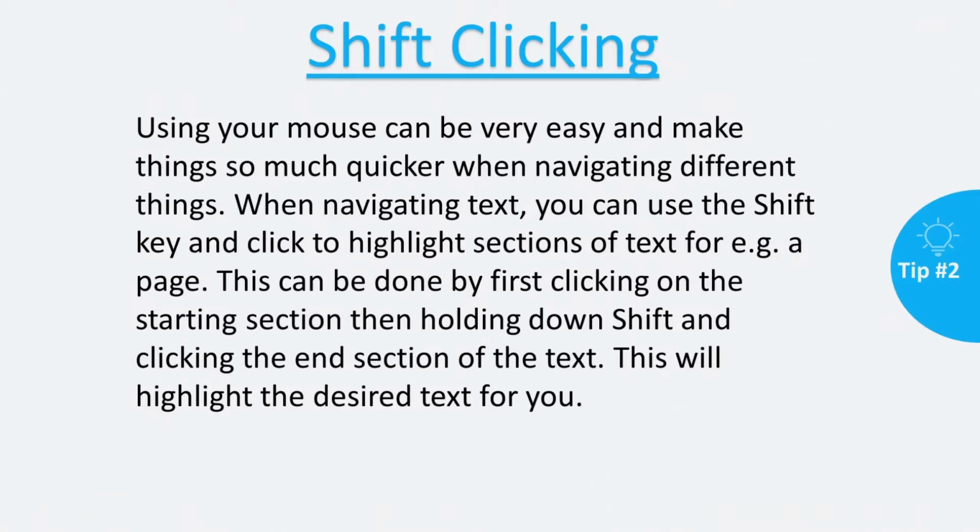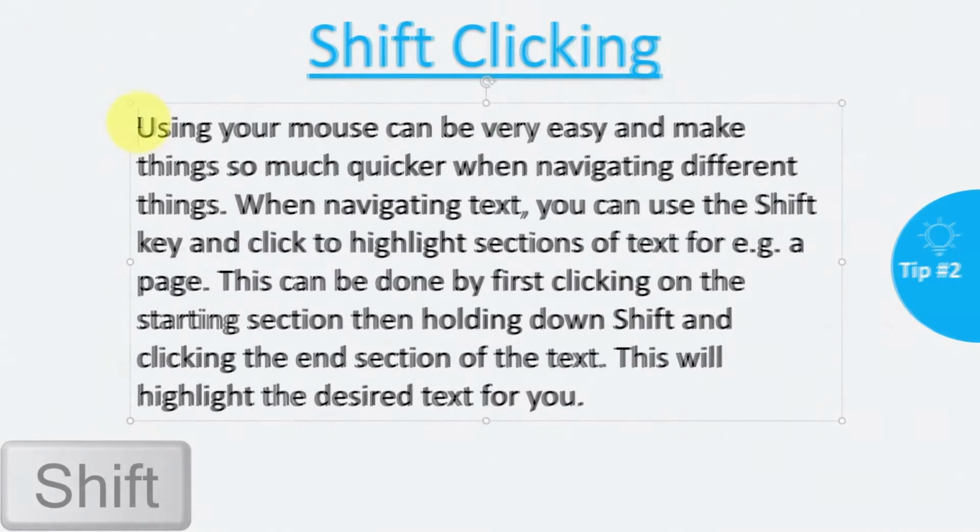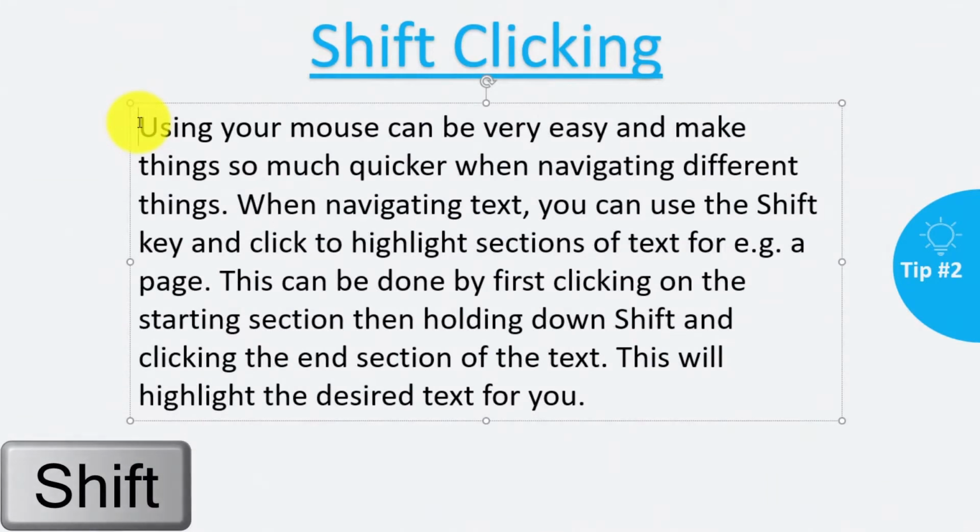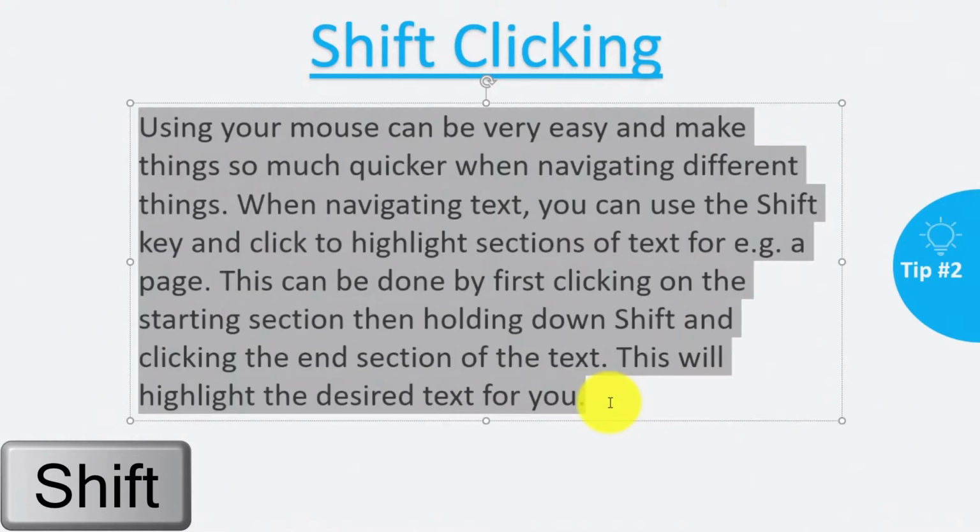If you click at the beginning of the text that you're looking to highlight, then hold down your Shift key, click at the end of the text that you want to highlight, your cursor will automatically highlight all of the text that you've chosen. This can be very useful if you're trying to highlight more than one page of text, or if you're trying to highlight a large amount of text on a web page.